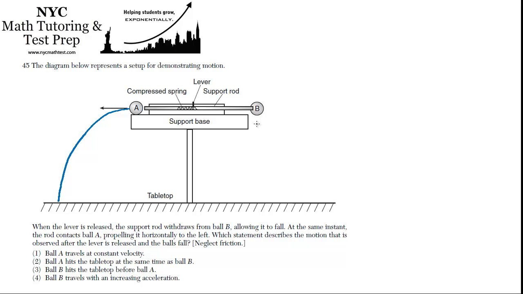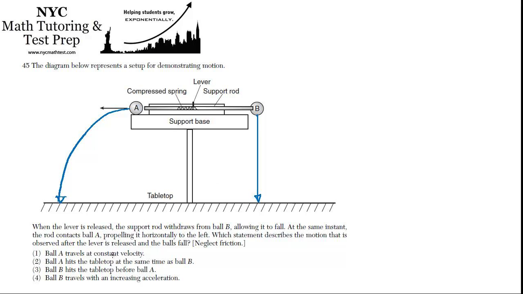B is not being pushed to the side at all. It's just going to be released, and it's going to go straight down. So that's the path of B, and that's the path of A. So which of these is true?